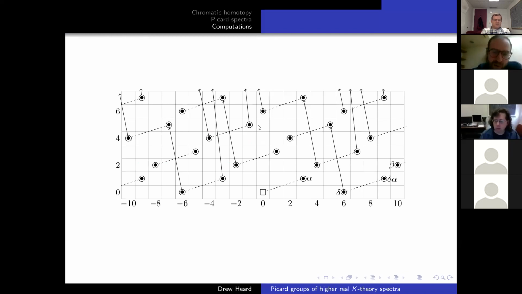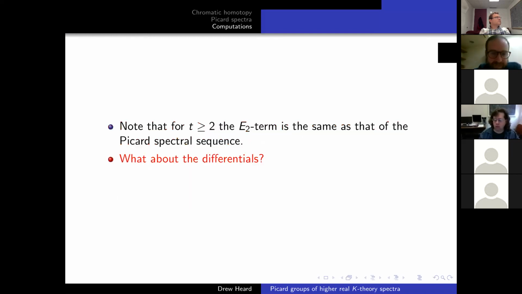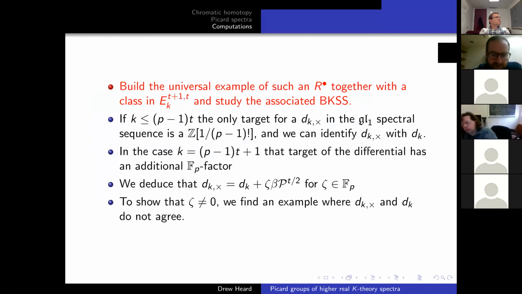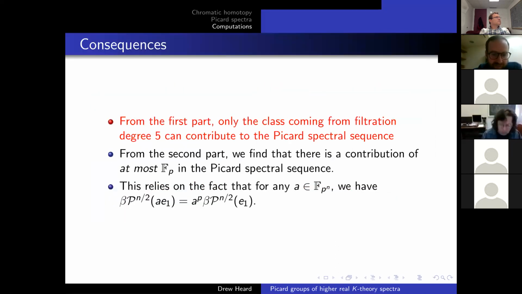This class E1 is more interesting. I didn't explicitly say here, but the black dot with the circle around it means it's a copy of F_p^n. And what this formula shows is that in the Picard spectral sequence, it can't be bigger than actually F_p. So it could be 0, but it can't be F_p^n itself.